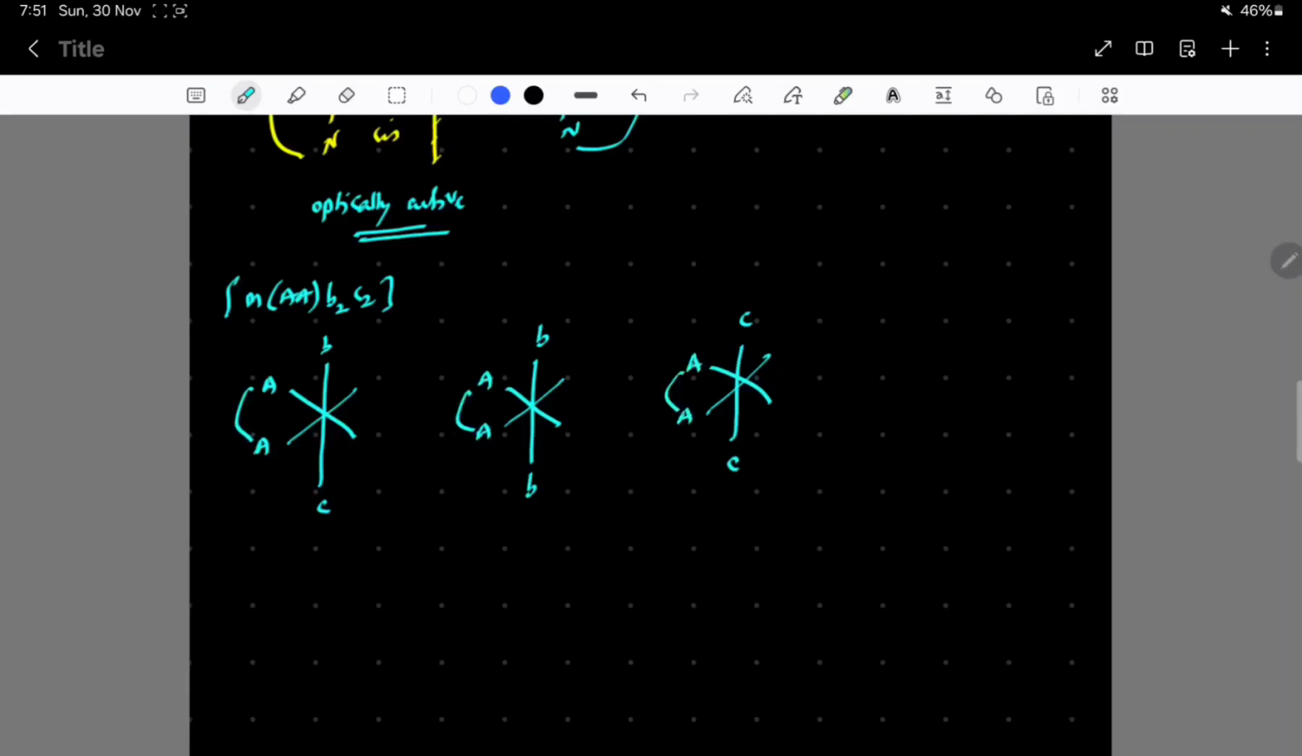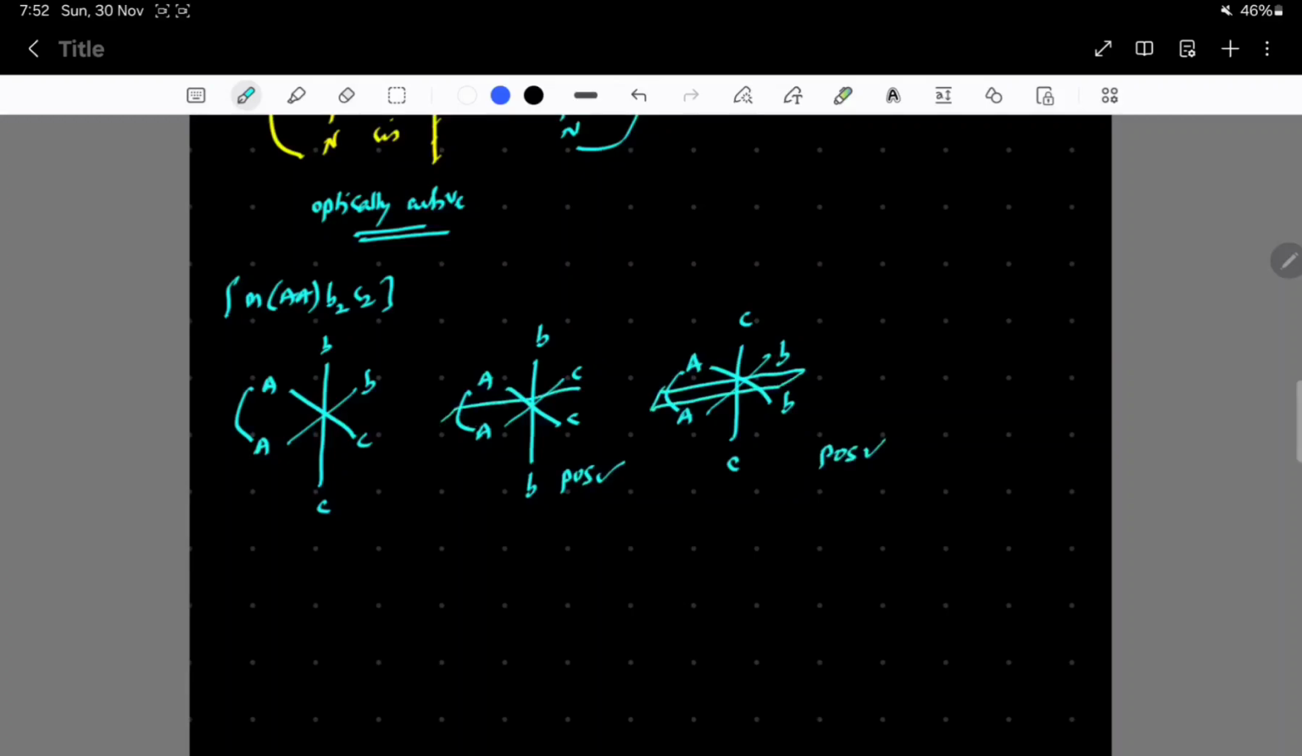Now the A to A position is fixed. Now the remaining ligands you can arrange. I will arrange B2B, C2C, right? Now I can arrange CC, and now this will be BB, right? Now look at this, student: a plane of symmetry is present. Here also a plane of symmetry is present, because if you take the mirror image, right?